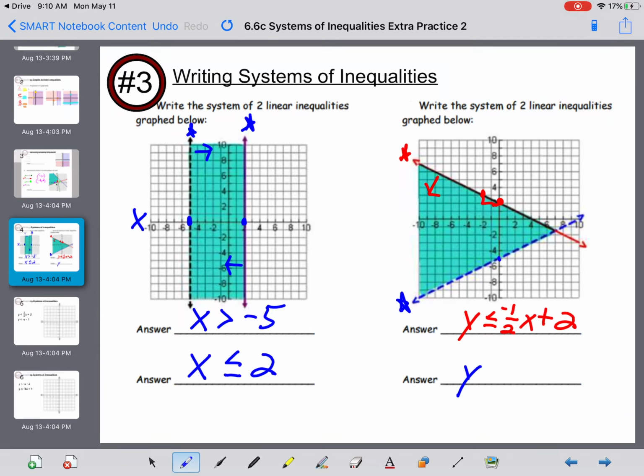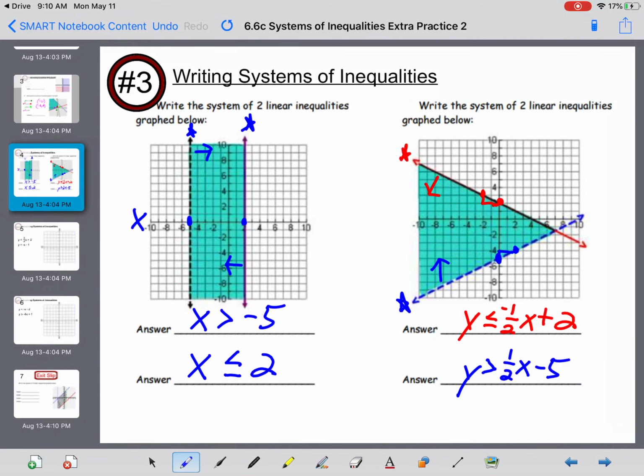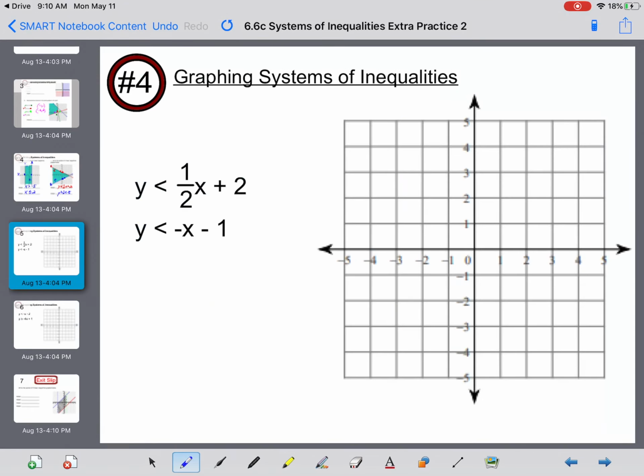For the blue inequality, again, it's going to be a y value. The intercept is at -5. And the slope, the rise over the run, is up 1 over 2. We have a dashed line shaded above, greater than. y is greater than 1/2 x minus 5.